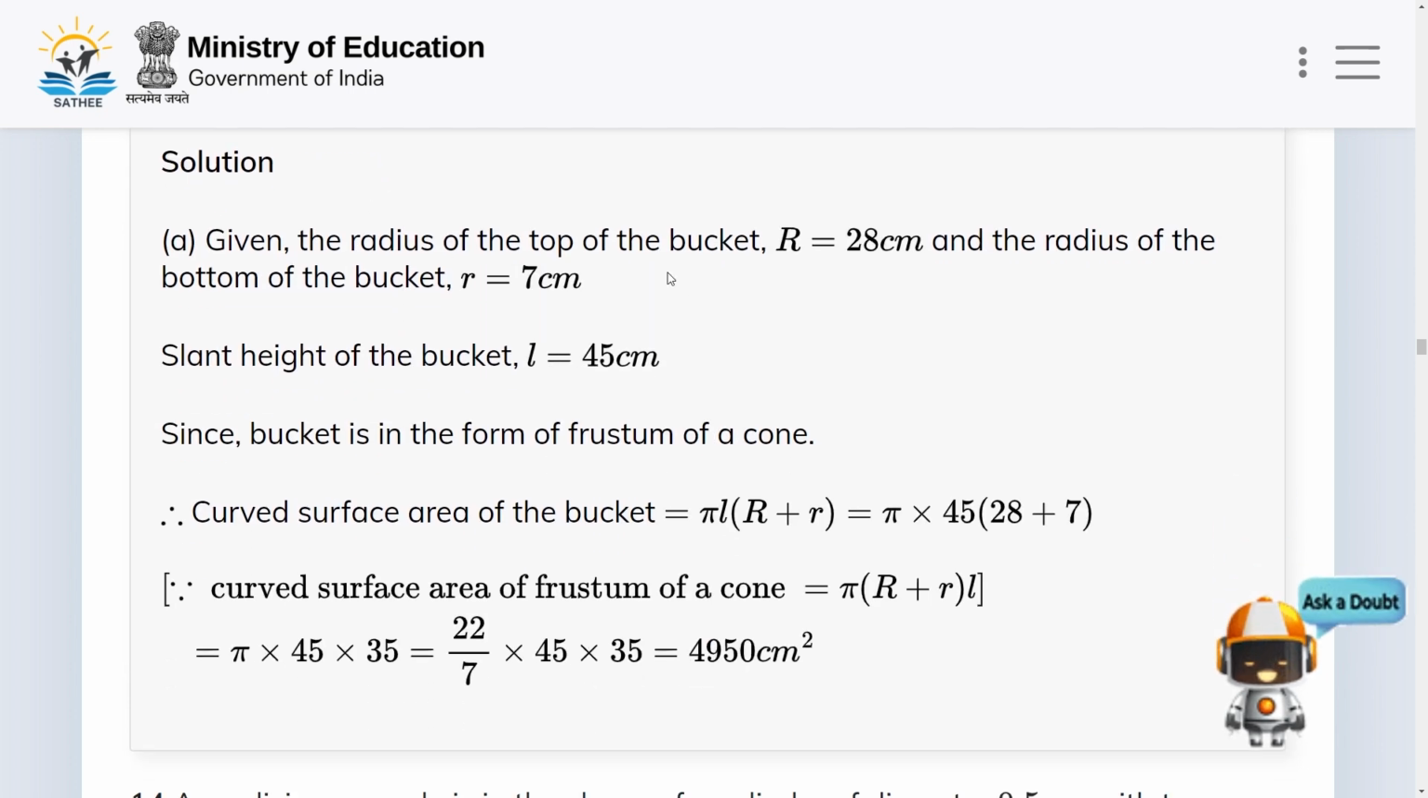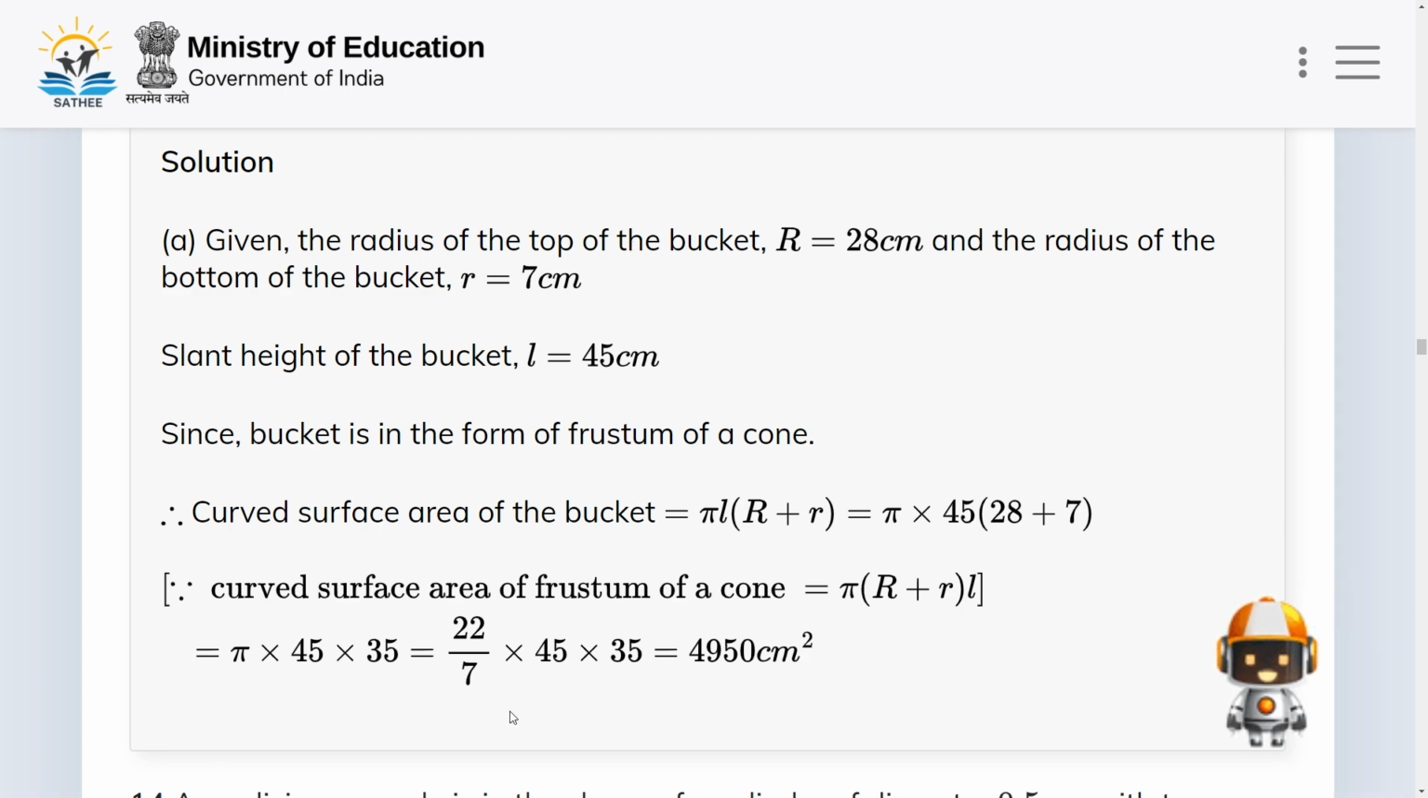So here, given the radius of the top of the bucket, capital R, is equal to 28 centimeter, and the radius of the bottom of the bucket, small r, is equal to 7 centimeter, and the slant height of the bucket, L, is equal to 45 centimeter. Since the bucket is in the form of a frustum of a cone, therefore the curved surface area of the bucket is equal to pi L times (R plus r), that is equal to pi times 45 times (28 plus 7).